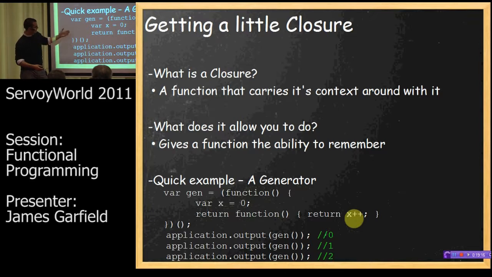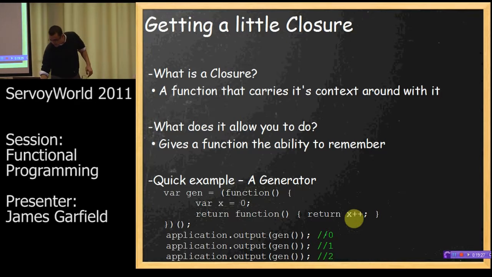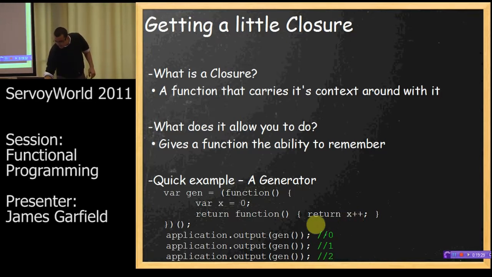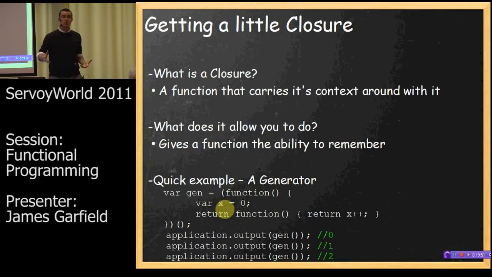And so if we successively call gen and output the information, we get 0, 1, and 2, because every time we call it, it goes and looks at x and increments it. You might think that's a little crazy, because usually when you have local variables in a method, the next time you call it, they've all been reset because they went away. But because it's keeping its scope, it's keeping that external package with it, that outer x, it doesn't go away. It sticks around. Every time you call it, it will always be there.